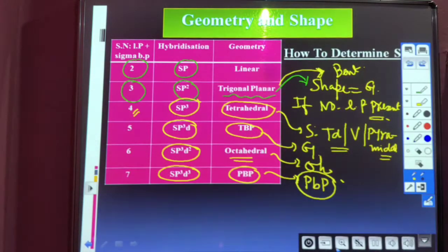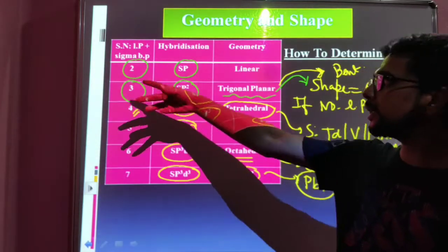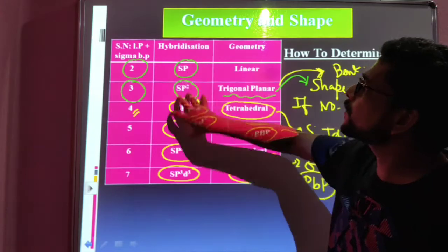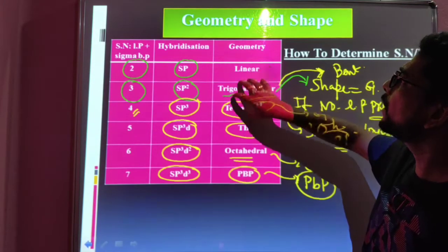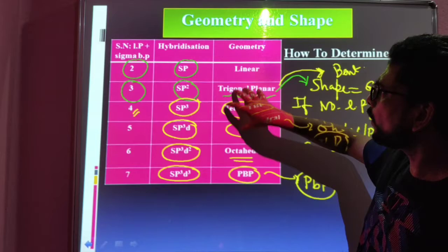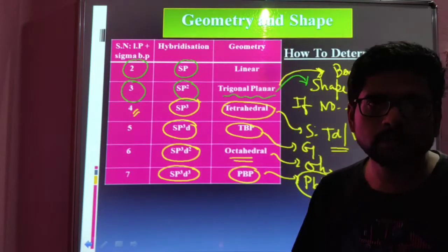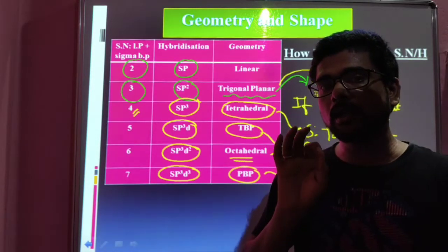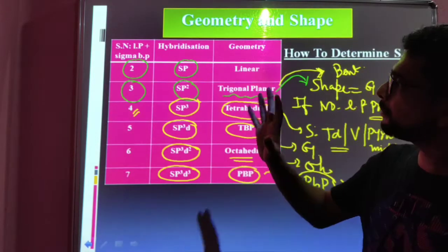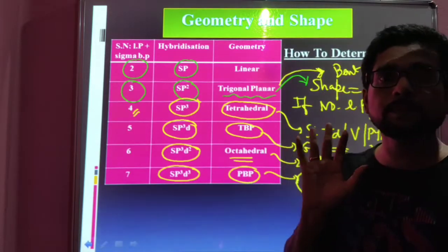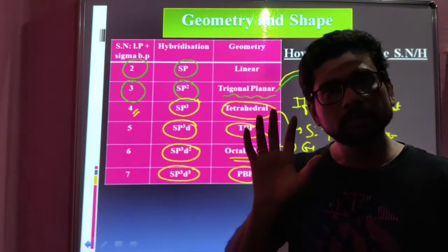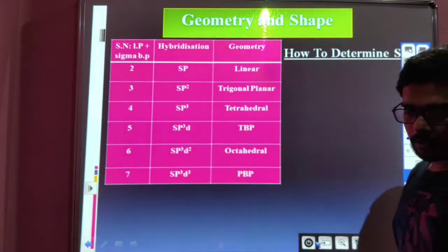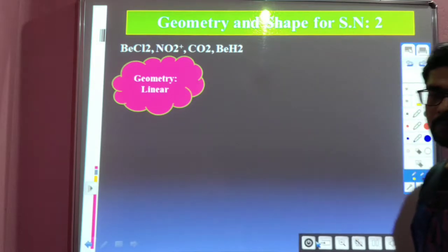So after we calculate the lone pair and sigma bond pair of electron, we will calculate the hybridization. From the hybridization, straightforward, we will mention the geometry. But shape could be equal to the geometry; that entirely depends on whether lone pair will be present or not. If lone pair is present, then shape won't be equal to geometry. Move to the next slide.